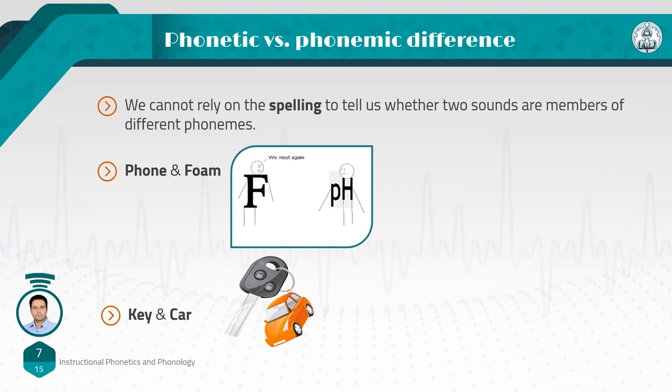This example shows that there may be very subtle differences between sounds that do not contrast with each other. The sounds at the beginning of key and car are slightly different, but it is not a difference that changes the meaning of a word in English. So we can say that this is a phonetic difference. This is not a phonemic difference.